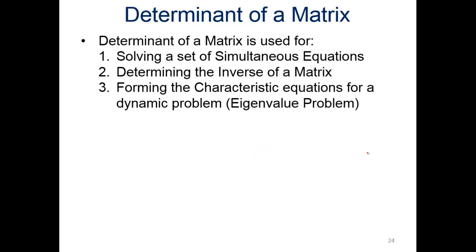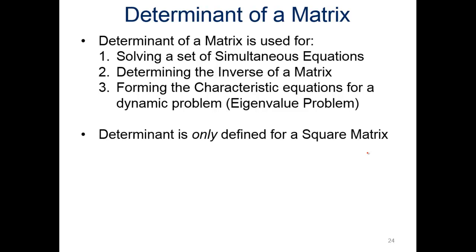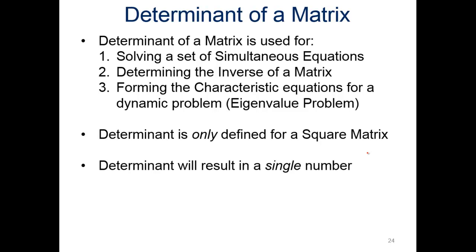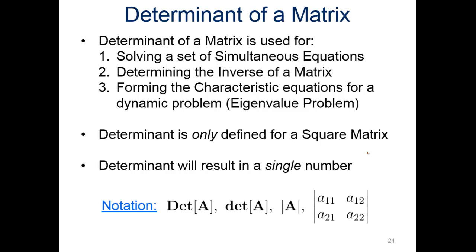Determinants. All right, so the determinant of a matrix is used for solving a set of simultaneous equations. It's also used to determine the inverse of a matrix, as well as forming the characteristic equations for a dynamic problem or an eigenvalue problem. So we're going to look at this for a couple of these cases. It's only defined for a square matrix, as we'll see here, and the determinant will result in a single number, so it will result in a scalar number.